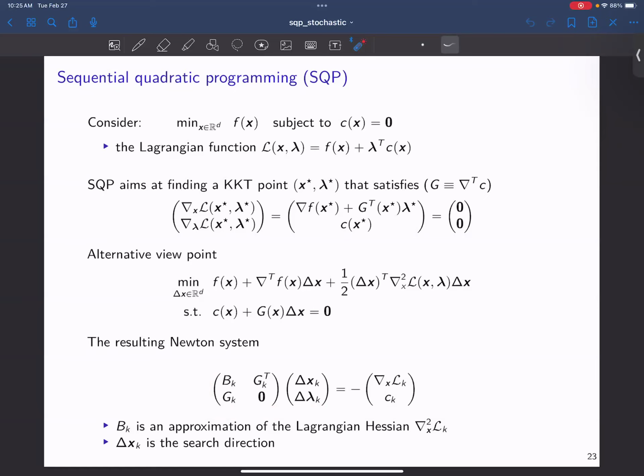And in this notation, BK is some approximation of the Lagrangian Hessian. For example, it could be an identity matrix or some other modification of the Hessian.